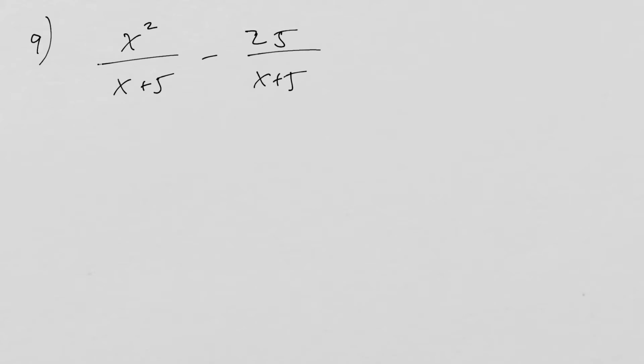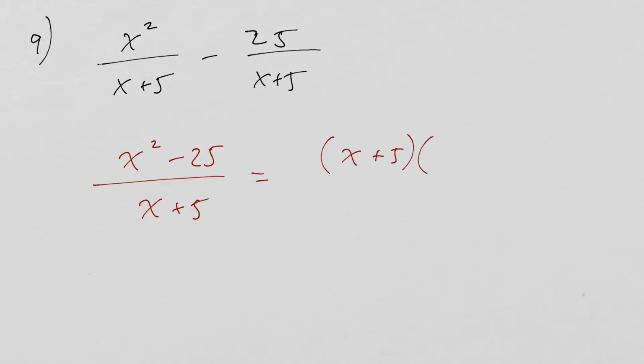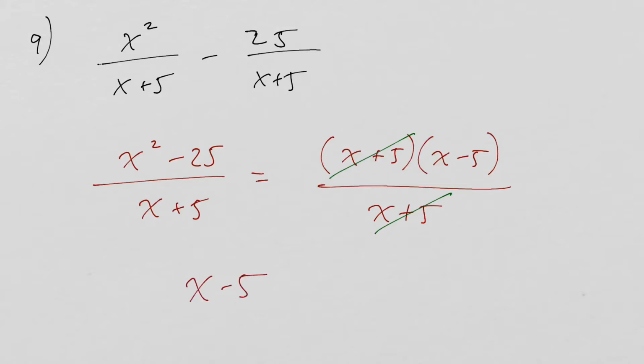Okay, so we have a common denominator, so I just combine the numerators over that single denominator. But this is a simplifiable fraction because if I factor the top, that's the difference of two squares, so I get the conjugate pairs over x plus 5. And then this and this cancel, so I'm left with x minus 5.